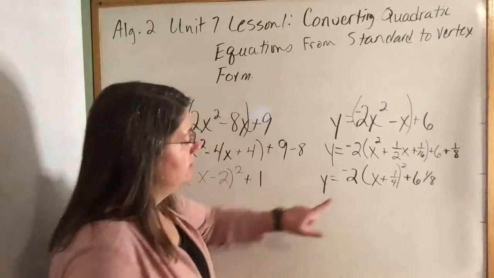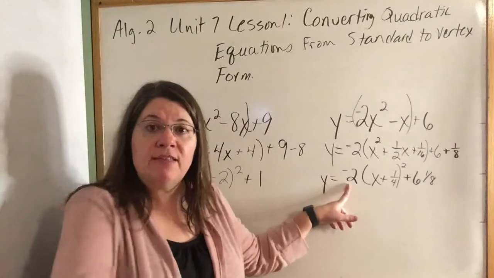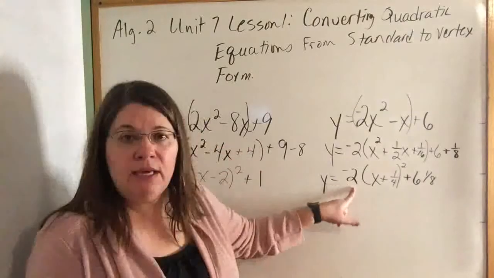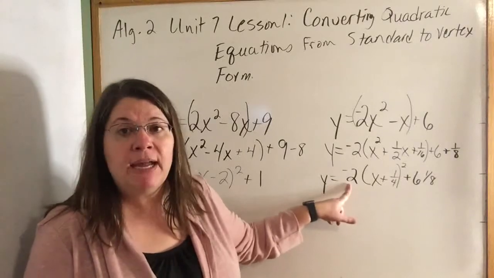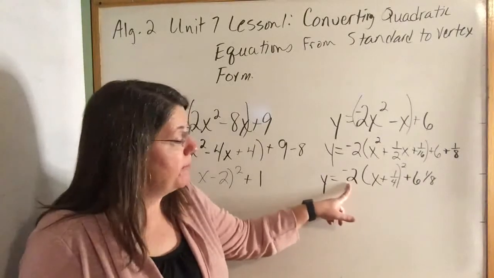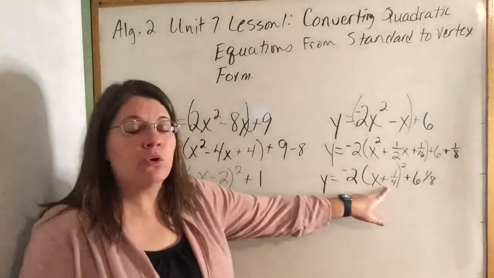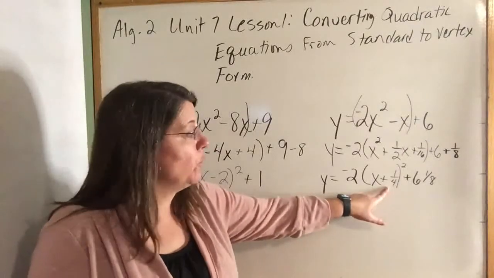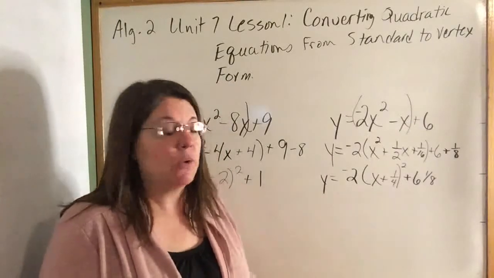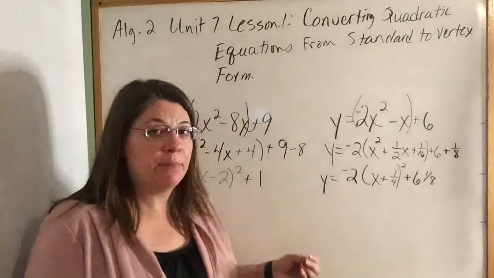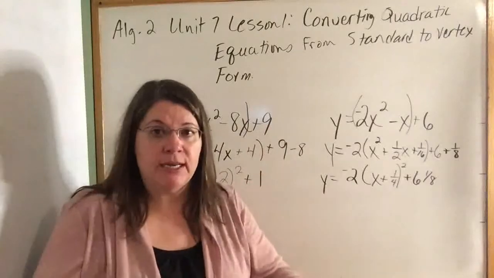So in this one, my a value is negative 2. That means this parabola is opening down. If this number is not between 1 and negative 1, it's going to make our graph more narrow than the parent function. Vertex form is x minus h, so our ordered pair for the vertex will be (-1/4, 6 1/8). From the origin, we would go left 1/4 and up 6 1/8 to start our vertex. And then that parabola would open down.